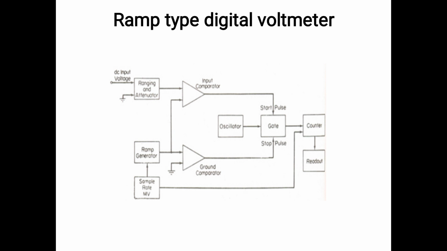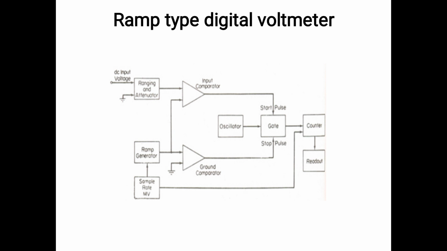So the first one is the ramp type digital voltmeter. Here in this voltmeter you can see many devices that are connected to form the circuit which produces the DC output in a user acceptable form. The DC input voltage, which is actually unknown, is given to the ranging and attenuator section.